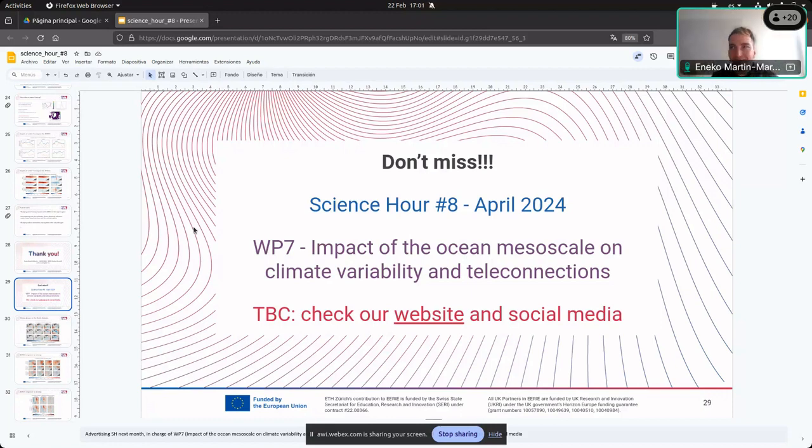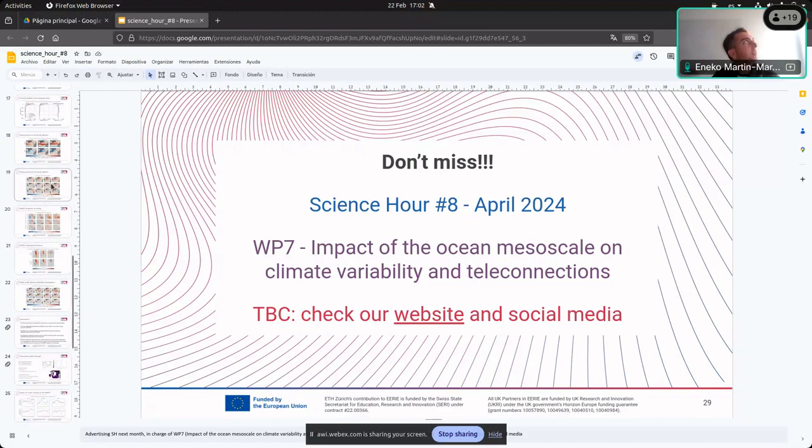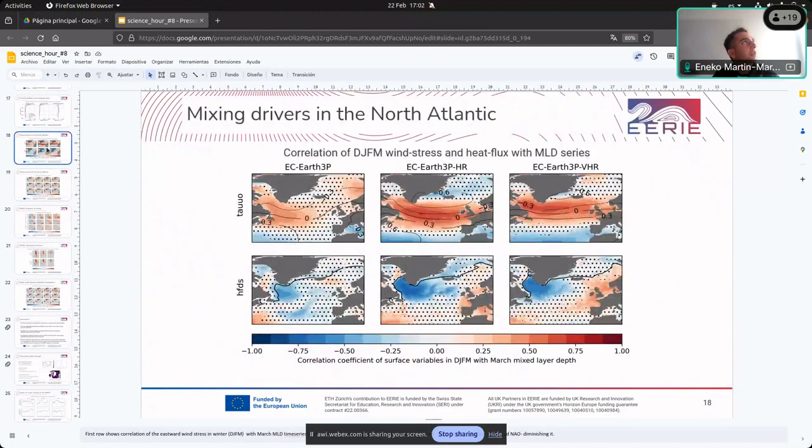Yeah, I completely agree. Sometimes it's difficult to differentiate which improvements we have thanks to the increase in the resolution of the ocean, and which are due to the atmosphere, in particular in those processes where the atmospheric forcing also takes part.